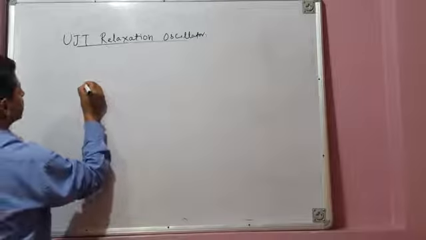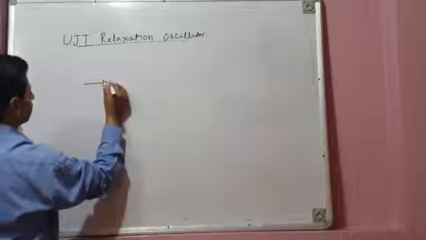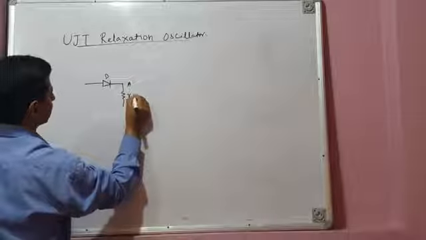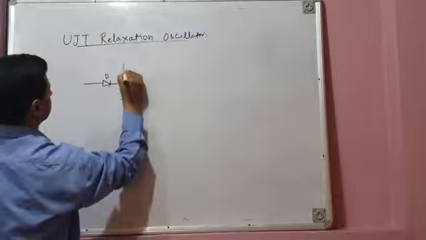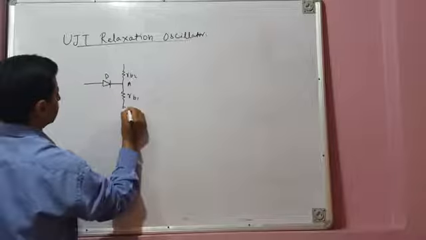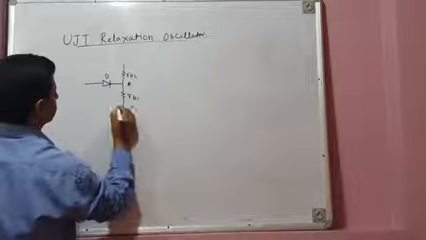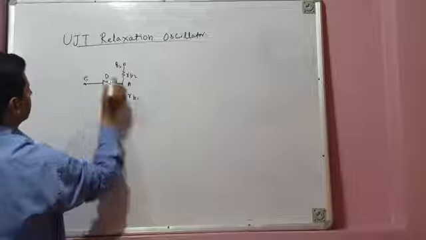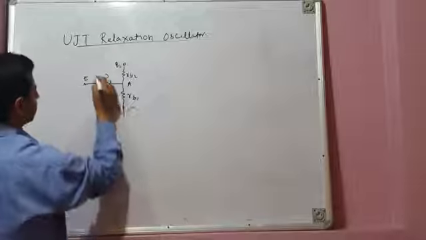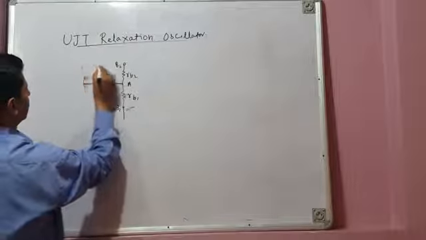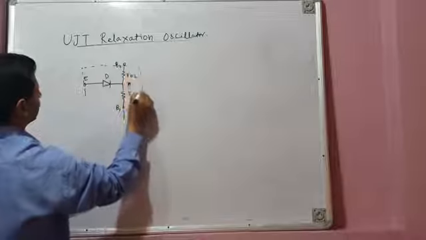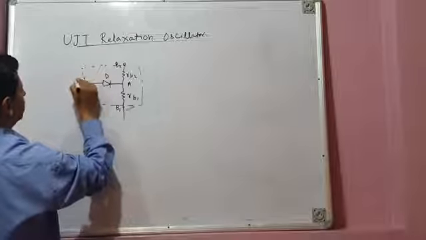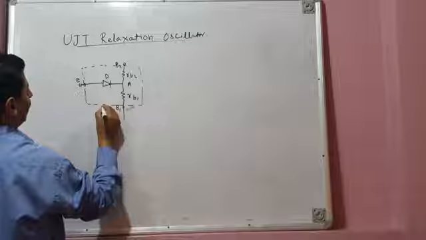The UJT relaxation oscillator circuit diagram is like this. You can understand it with the help of this circuit diagram. This is internal resistance RB1. This is internal resistance RB2. This is base terminal B1. This is base terminal B2. This is emitter terminal E. And this is your UJT. This is the equivalent circuit diagram of your UJT. So I will note down that this is your UJT.